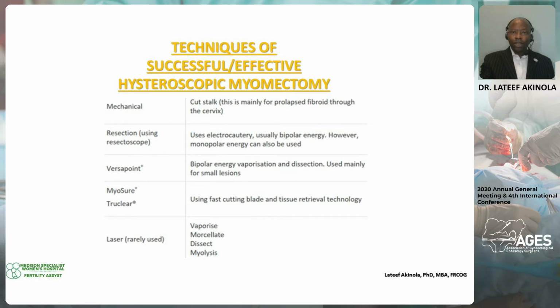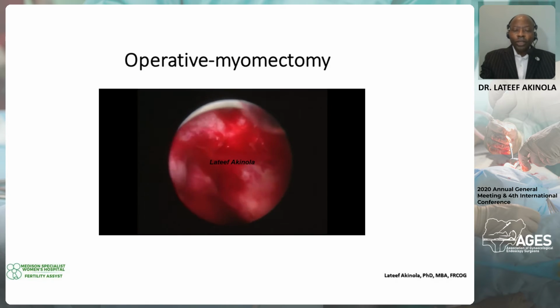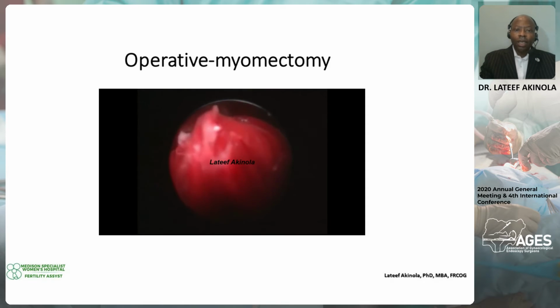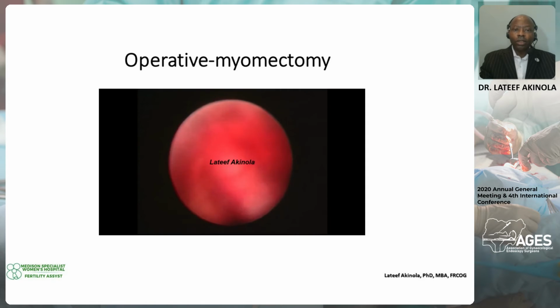On the techniques of doing successful, effective hysteroscopic myomectomy, we have the mechanical way of doing things, including the cold loop. We have resection using your resectoscope. We have Versapoint, morcellators, mechanical modulators, and of course we have lasers, and as I mentioned earlier, robotic myomectomy is also coming on board very soon. This is operative myomectomy, and this is a video just to highlight the various techniques you can use.